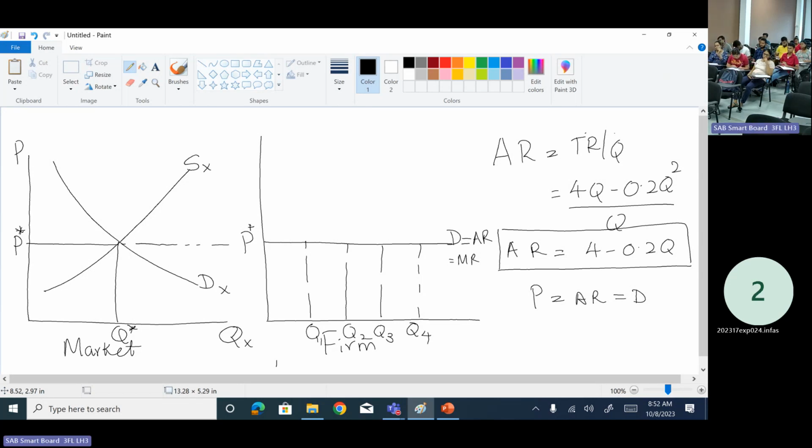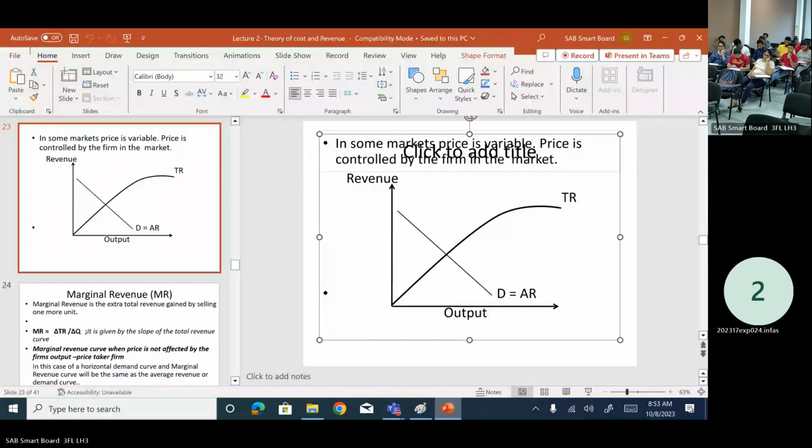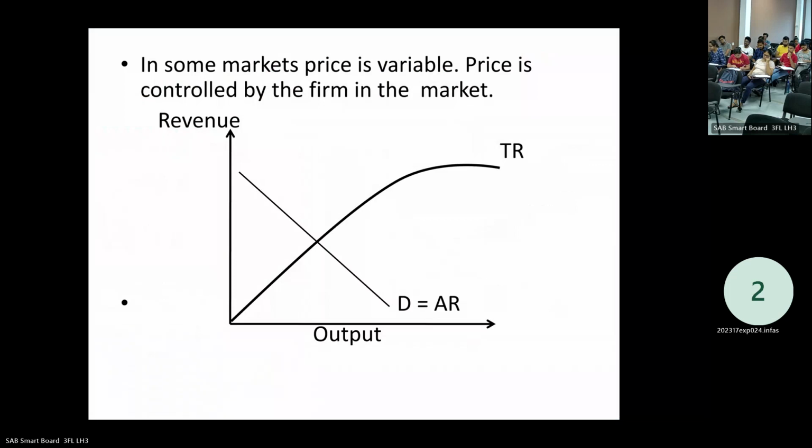So this is the perfectly competitive market situation, where the demand curve is perfectly elastic, horizontal. But in other market structures, we see a downward sloping demand curve, because firms have some control over the price and quantity. So now we can talk about the marginal revenue.